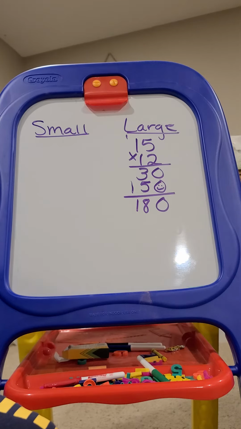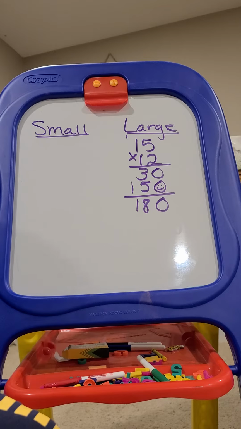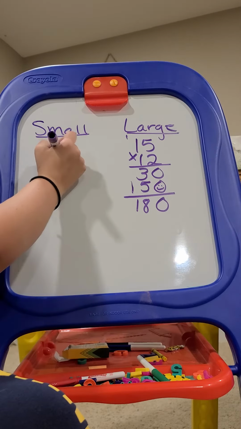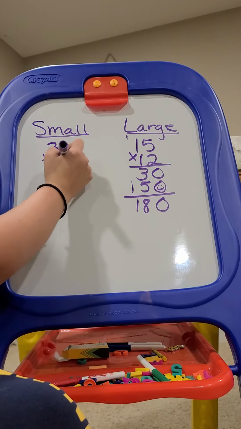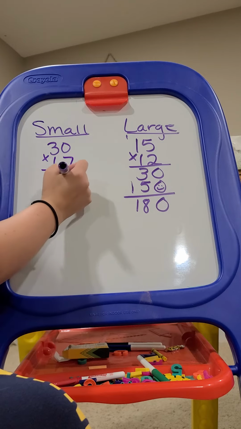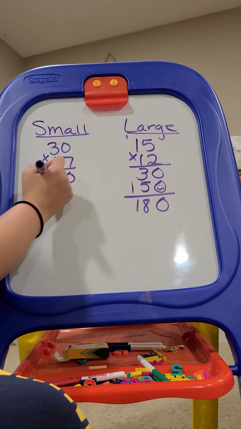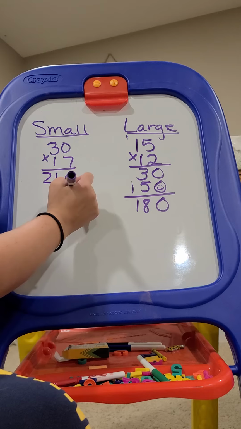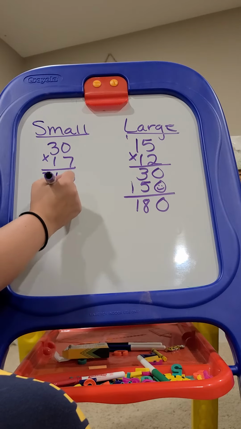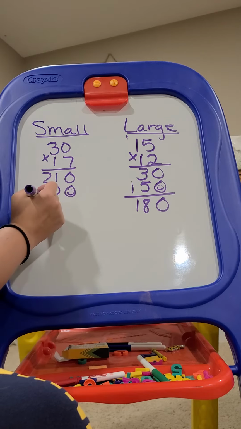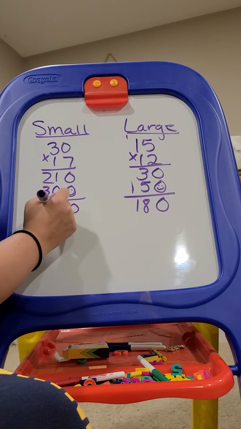Now I want to worry about the small ones. She got 17 bags, and each of those had 30 buttons. So we're going to do 30 times 17. 7 times 0 is 0, and 7 times 3 is 21. We're going to put our happy little placeholder. 1 times 0 is 0, and 1 times 3 is 3. We're going to add those up, and we get 510.